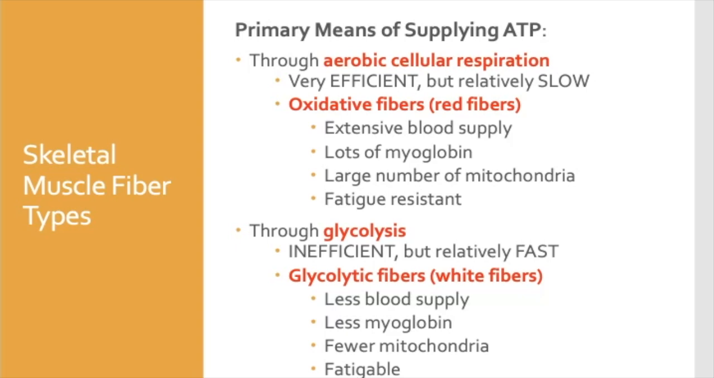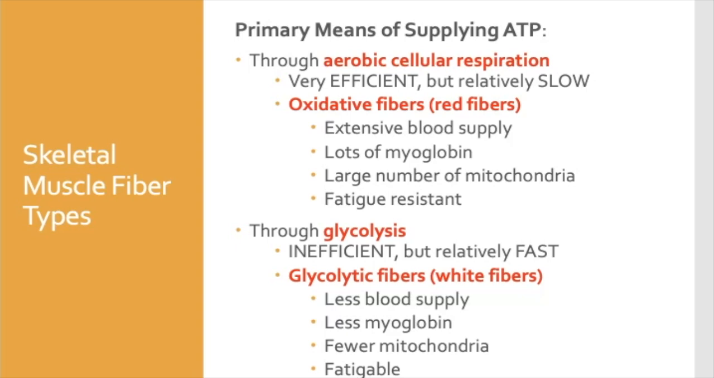just glycolysis. So the muscle fibers that are using aerobic cellular respiration are making their ATP very efficiently, but relatively slowly. We refer to these as oxidative fibers or red fibers. That's the other term you'll hear. Oxidative fibers have to have an extensive blood supply to them. They have lots of myoglobin in them because they need that extra store of oxygen to do cellular respiration. They have a large number of mitochondria in them because that's where cellular respiration takes place. And they tend to be resistant to fatigue.